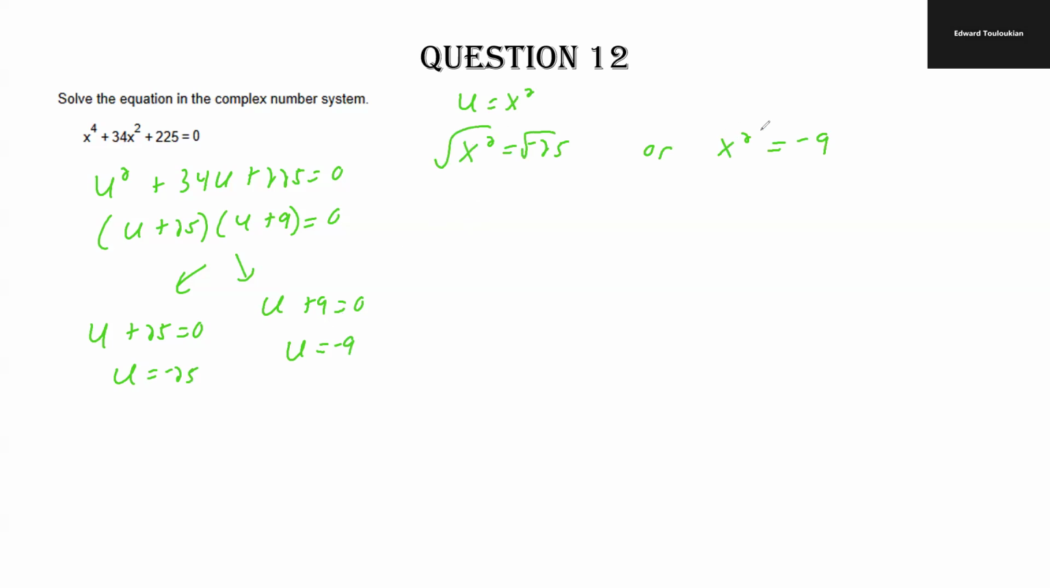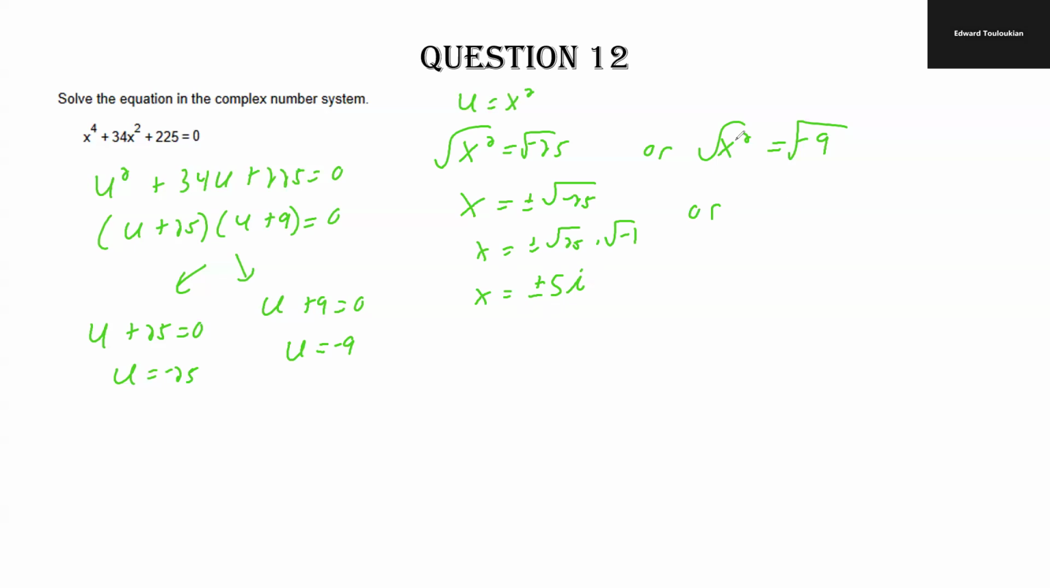Now we take the square root of both sides of all these. So this is x equals, and it's the square root of that. So it's going to be plus or minus the square root of negative 25. And so because it's negative 25, it's going to be plus or minus the square root of 25 times the square root of negative 1, which is plus or minus 5i. Square root of 25 is 5, and the square root of negative 1 is i. And so there's our first solution.